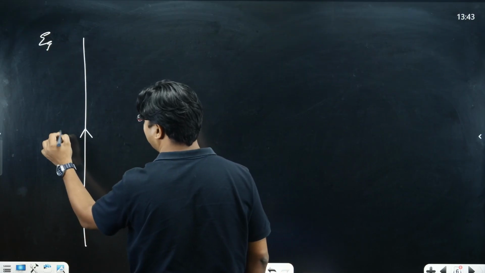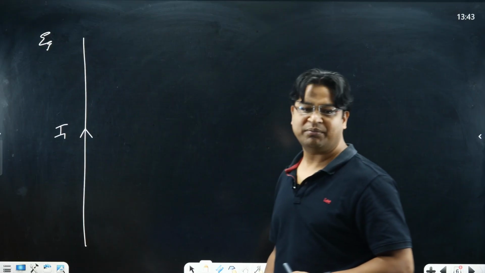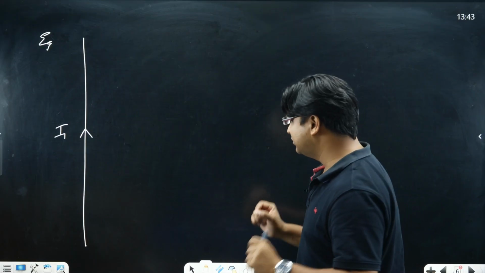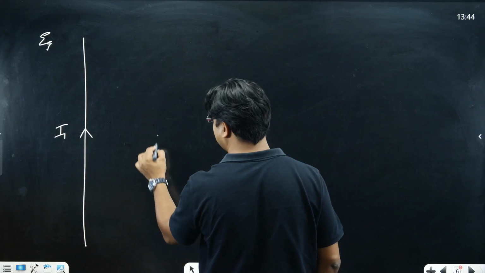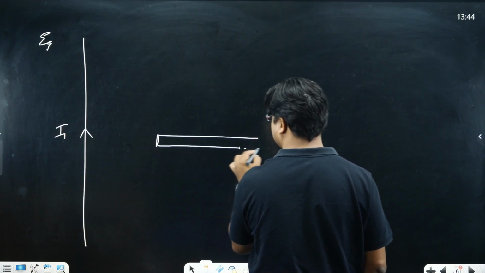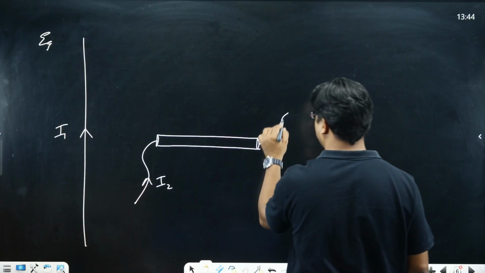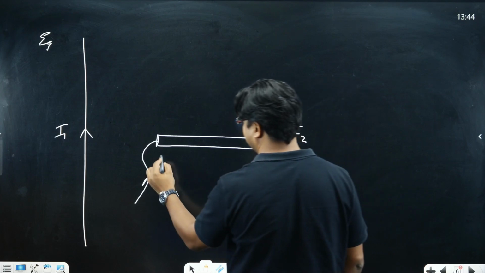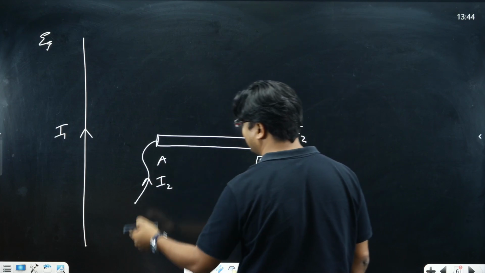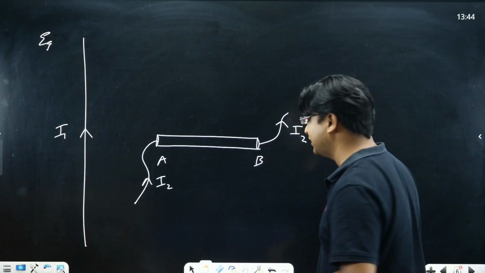Again I have the same wire carrying a current I1. It is going from minus infinity to plus infinity. Now this time we are choosing to keep the rod like this. I2 current is flowing like this. Okay, this rod is AB and I want to know how much force is acting on the rod AB.